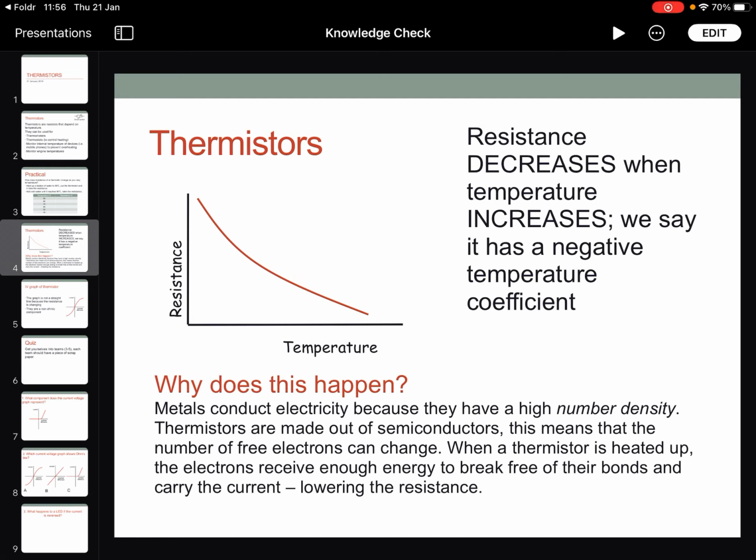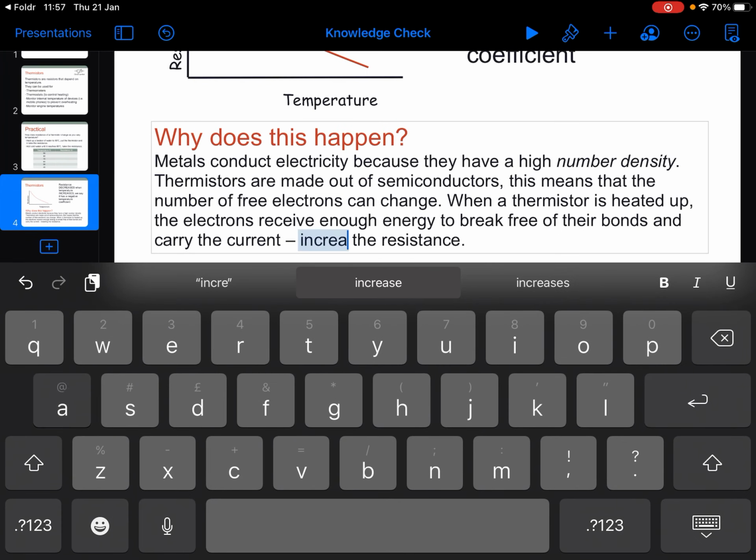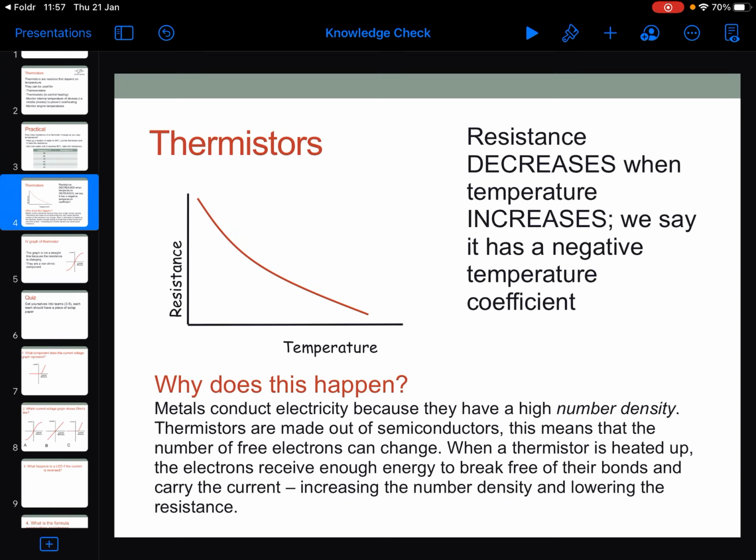Now you need to be able to explain why this happens, and there is a bit of background here. Metals conduct electricity because they have a high number density. Do you remember doing this a while ago? Thermistors are made out of semiconductors. This means that the number of free electrons, and their number density, can change. When a thermistor is heated up, the electrons receive enough energy to break free of their bonds and carry the current, increasing the number density and lowering the resistance.